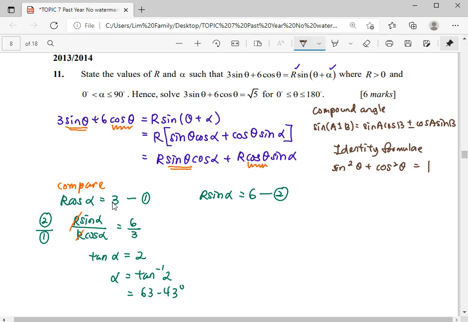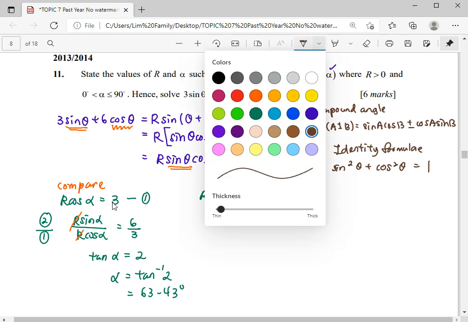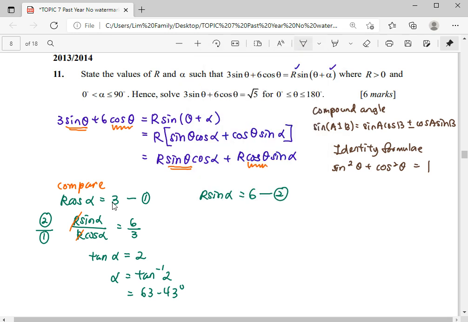So for my equation, I want to eliminate our alpha, I want to eliminate our trigo here. I can do equation 2 square plus equation 1 square. Once I square equation 2, it becomes r square sine square alpha. When I square equation 1, it becomes r square cos square alpha. The value here will be 6 square plus 3 square.